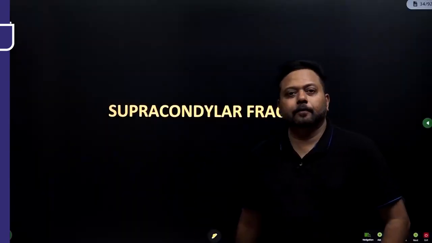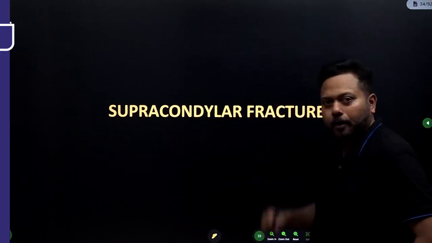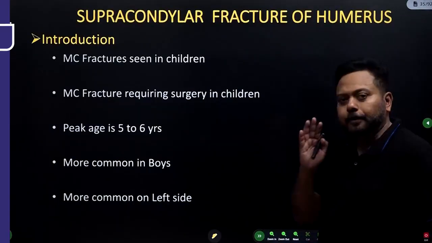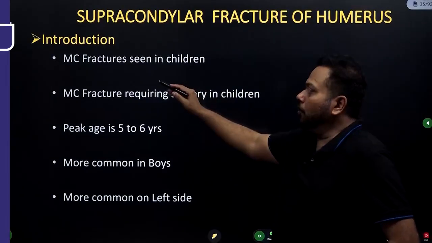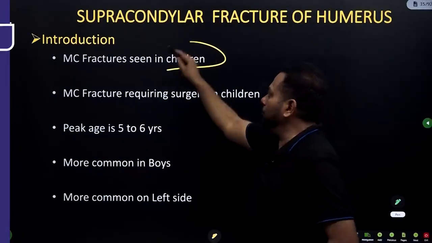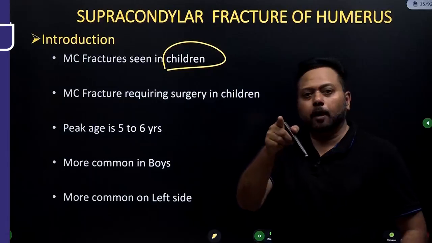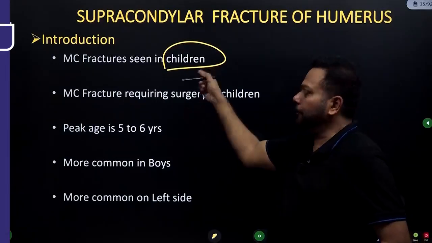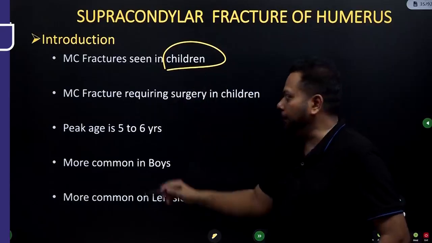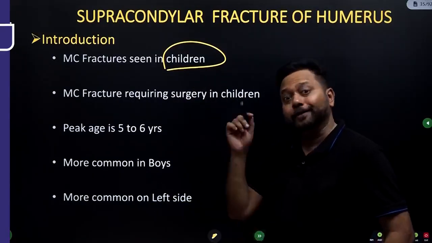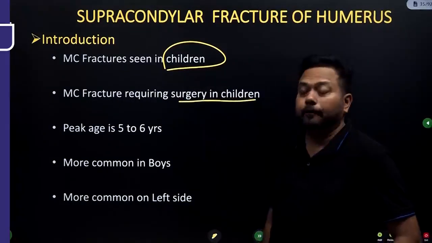Okay, dear friends, we'll move on to another very important topic, supracondylar fracture. Very thoroughly discussed in our main recording. This is just a rapid revision. Introduction: most common fracture in childhood. Most common fracture of newborn is clavicle. Most common fracture of children under 10 years is supracondylar fracture. Most common fracture requiring surgery in children is supracondylar fracture.